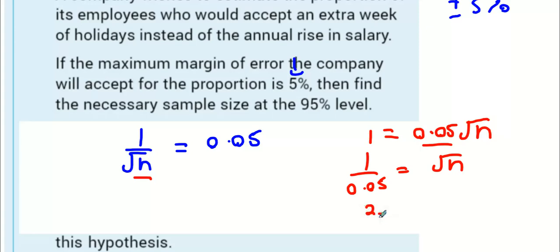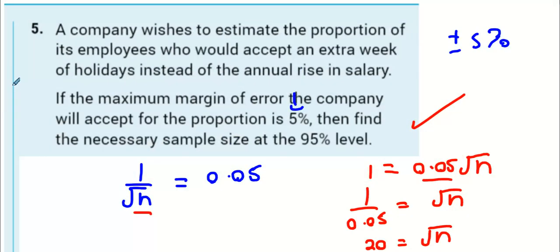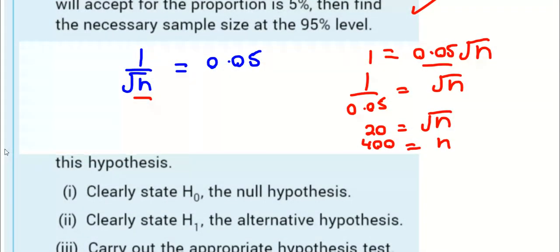Everybody cool with that? Now, how do you get rid of a square root sign? Does anybody know? Square both sides. Anytime you square a square root it will disappear. So what happens when you square root n? Just n. What happens when you square 20? Which is 400. Very unlikely question to come up. Well, at least I've shown you how to do one of them already, right?